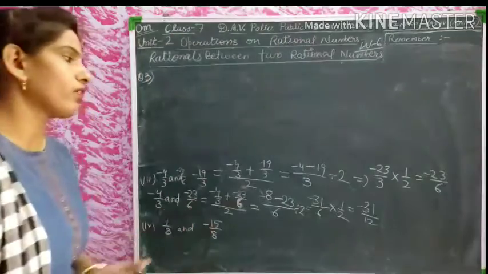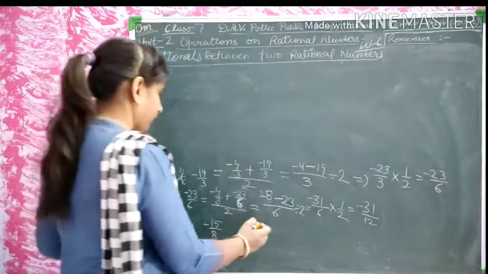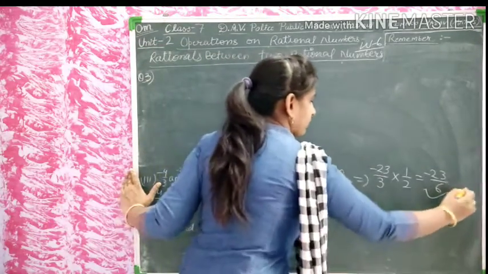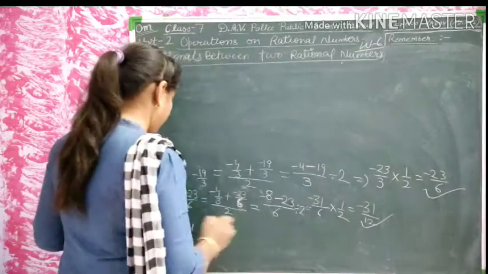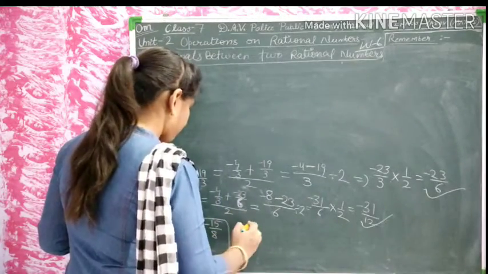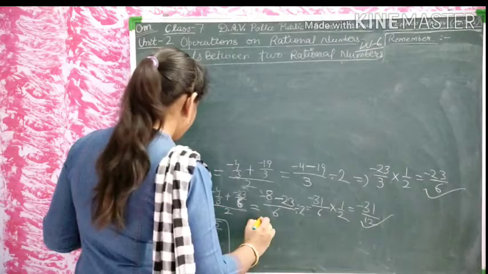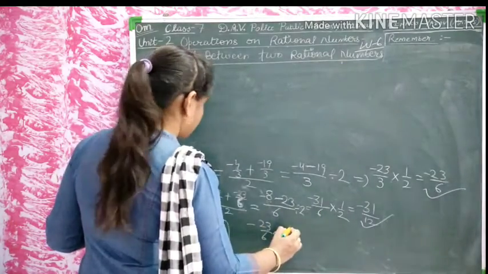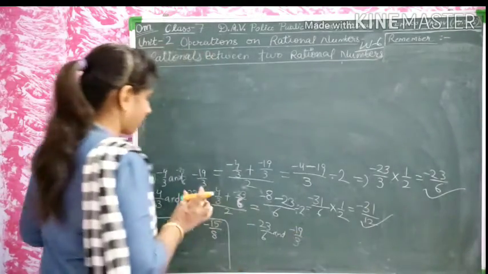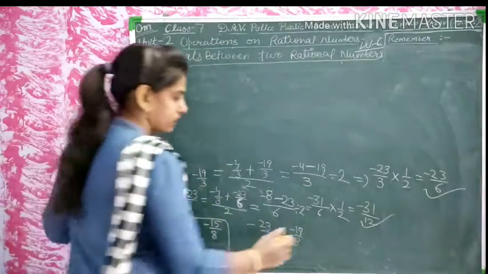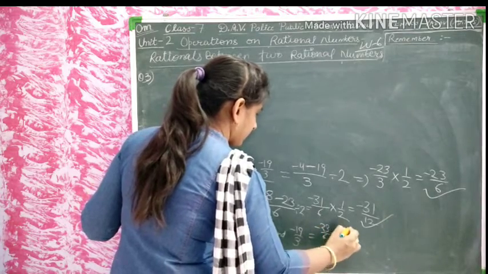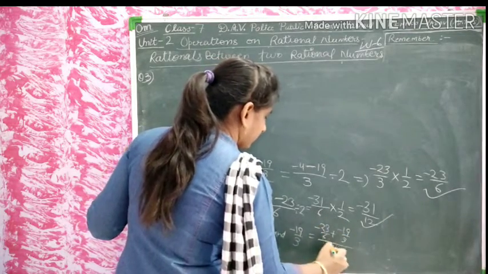This will be the one number, and for the next number we have to find here, one number is this, and now we have to find between minus 23 by 6 and minus 19 by 3. Now we will get one number between these two numbers. So the same method, minus 23 by 6 plus minus 19 by 3, it will be divided by 2.